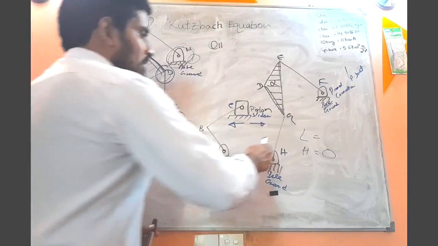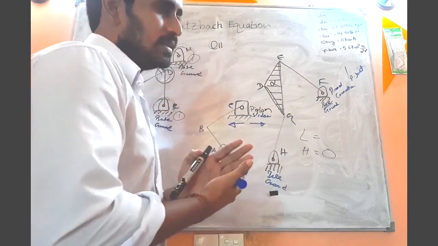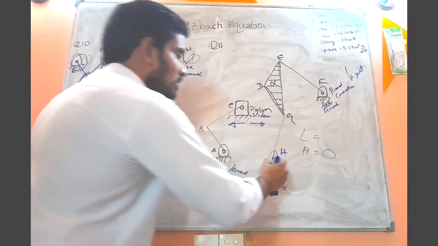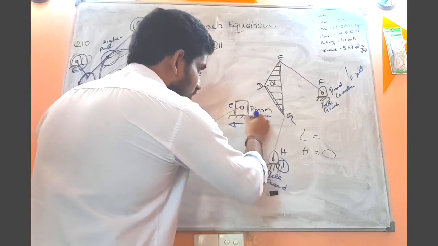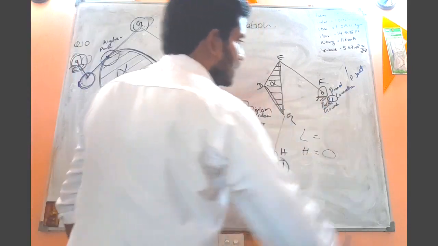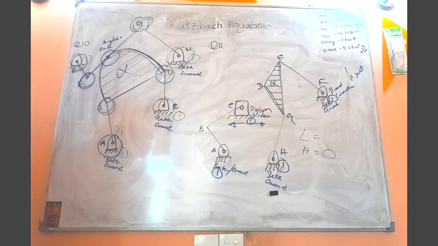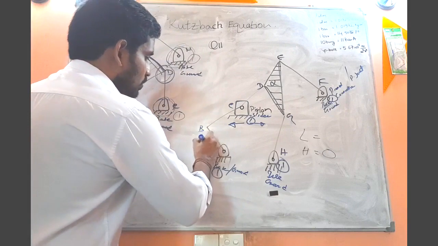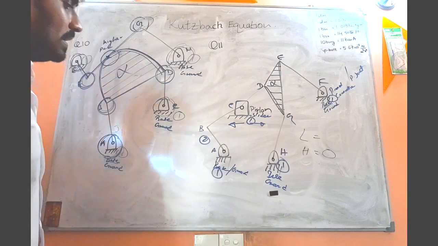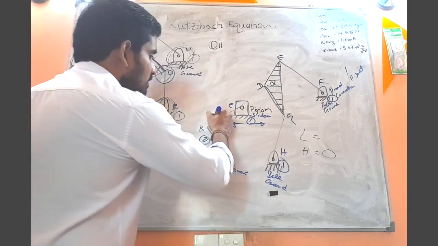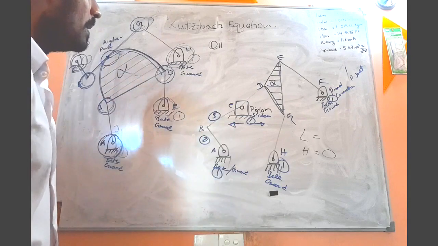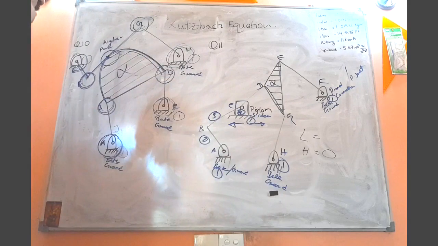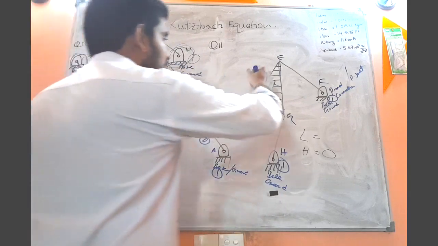So how many links do we have? You know that the first link is the base, which is at rest. Number 1 is the base. So number 1, right? That is the first label. Then number 2 is the link AB. Number 3 is the link BC. Number 4 is the piston, right? Number 5 is the link CD.